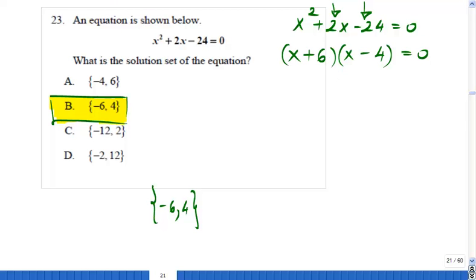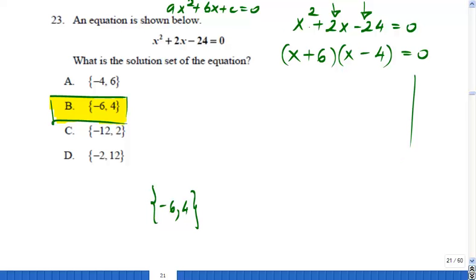For the quadratic formula, first thing you have to identify, because the general form of a quadratic equation is ax squared plus bx plus c equals 0. Identify your a, b, and c for this problem. What is your a? Well, a equals 1, right? There is 1x squared. What is your b? Well, b equals 2 for this problem. What is your c? My c is negative 24.